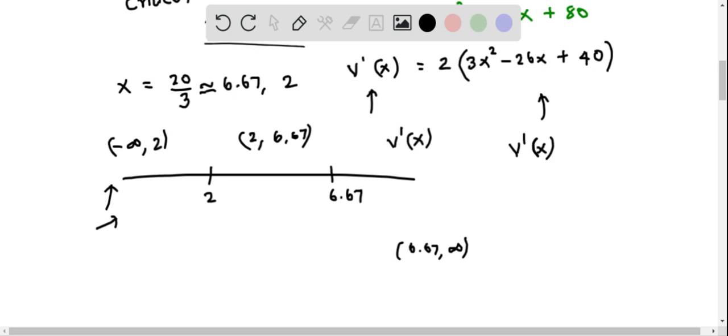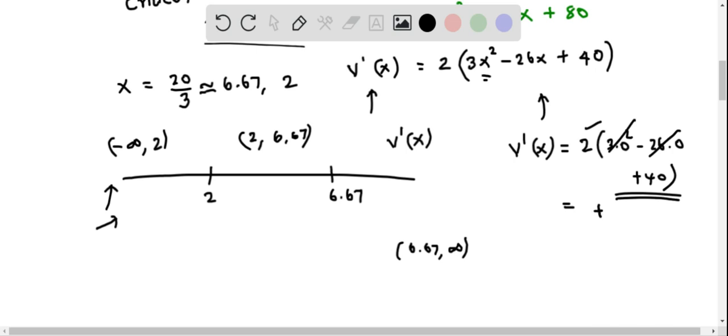So v prime of x, when you plug in 0, becomes 2 times of 3 times of 0 square minus 26 times of 0 plus 40. So this is 0 and this is 0. We have 40, and this 2 is always positive, so we can just disregard it. We only have to understand the sign. So the sign here is a positive number. So we put positive over here, and this means we can draw that it looks like an increasing function, and at 2 it becomes 0, that is the v prime of x is 0, which means it becomes flat.